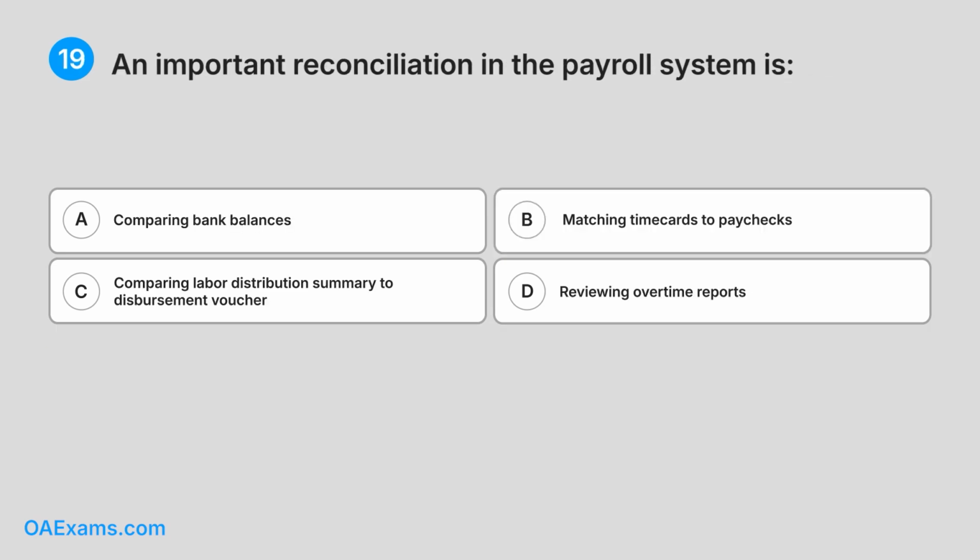19. An important reconciliation in the payroll system is A. Comparing bank balances, B. Matching time cards to paychecks, C. Comparing labor distribution summary to disbursement voucher, D. Reviewing overtime reports. Can you guess the answer?